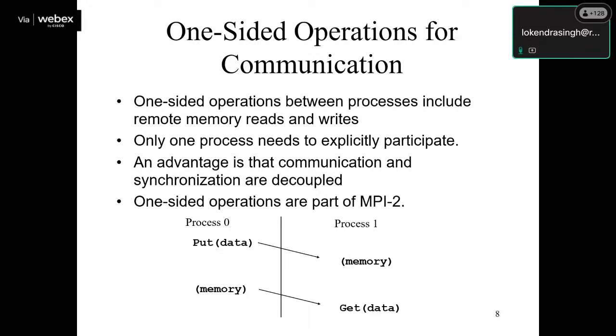So one-sided operations between processes include remote memory reads and writes. You can see in the figure process 0 puts the data, so it is going to the memory of process 1. Then only one process needs to explicitly participate. So an advantage is that communication and synchronization are decoupled. One-sided operations are part of MPI-2. So there are MPI-1, MPI-2, and MPICH also.